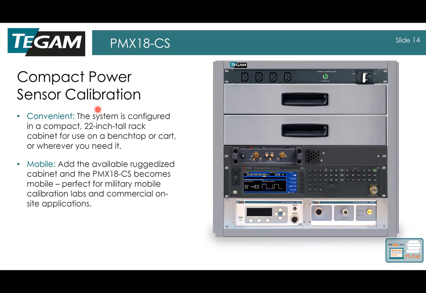It's configured. It was important to us to build a system that was relatively compact. So this is in a 22-inch tall rack. It can be used on a bench or on a cart. It's a two-man lift and can be loaded into a van for on-site cals. You see the second bullet there. There is an option to purchase this in a ruggedized rack case. So if you do a lot of mobile on-site things, if it goes into a mobile cal lab situation, especially for DoD requirements and things like that, it can be purchased in a ruggedized case as well.